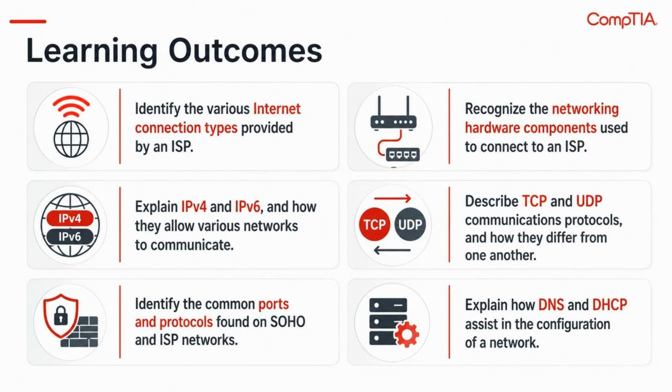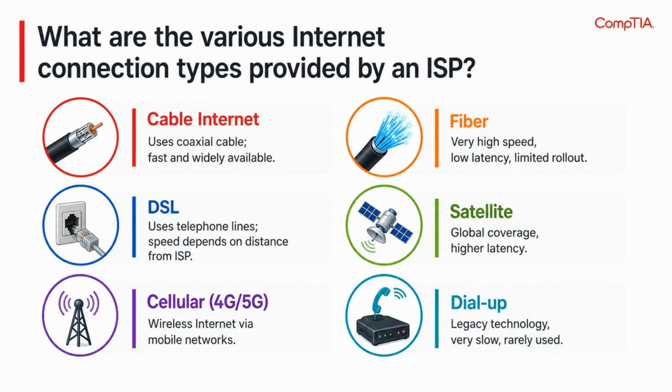What networking hardware connects you to an ISP? What are IPv4 and IPv6, and how do they let networks communicate? What are TCP and UDP, and how do they differ? What ports and protocols show up on SOHO and ISP networks, and how do DNS and DHCP help configure a network? ISPs offer several connection types.